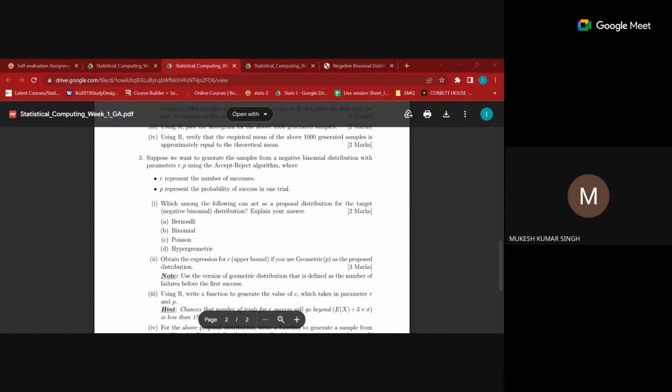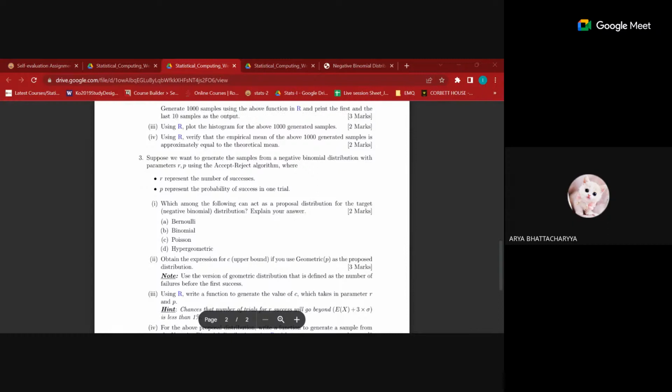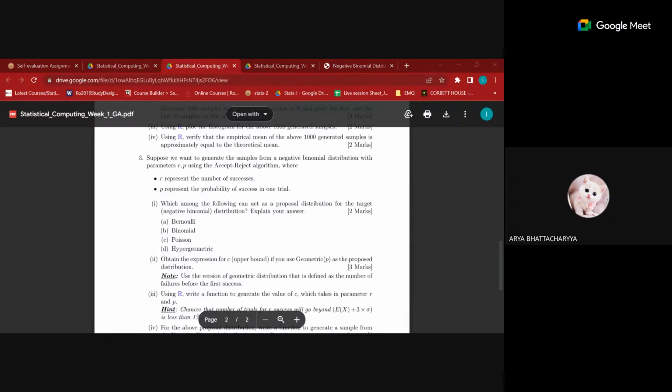Just asking, there are some questions where it is written to write a function. But there are some where it just says write a code to generate 1,000 samples or something. So over there, if we use a function to generate samples and then call it, is that acceptable, or does it have to strictly be some kind of non-functional code?